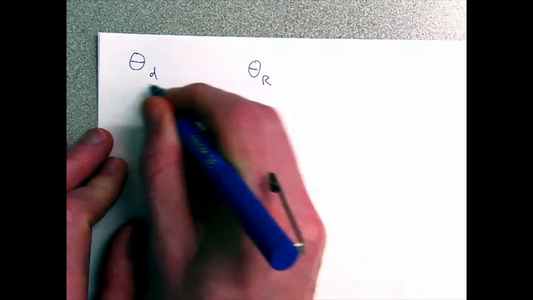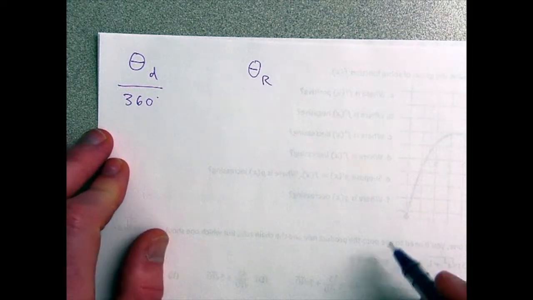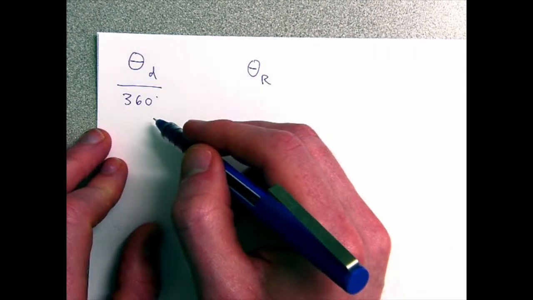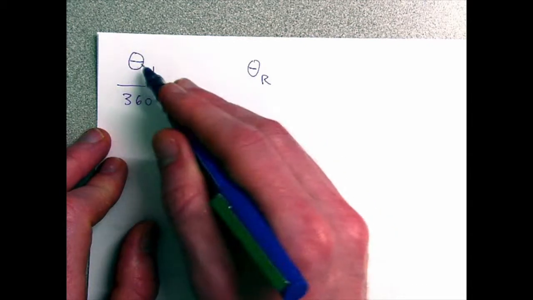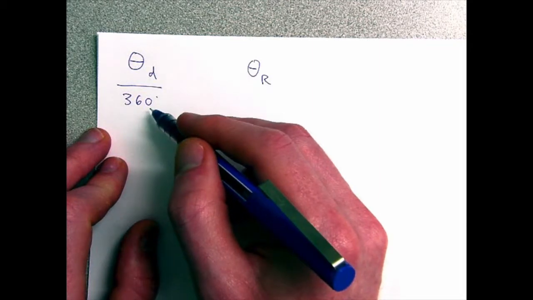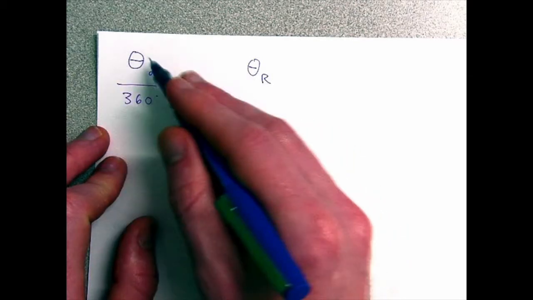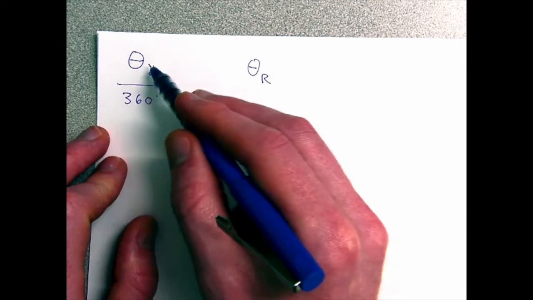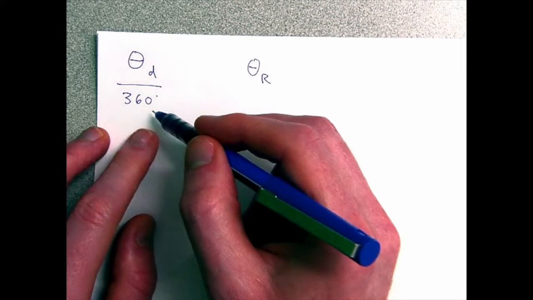And what I want is a relationship between these two quantities. So here's basically the idea. If I take theta d and I divide by 360, think about what that's going to represent. Theta d over 360, that is the percentage or portion of a full rotation that your angle represents. For example, if this were 180, then you would have 180 over 360, which is 1/2, because 180 degrees is 1/2 of a full rotation.